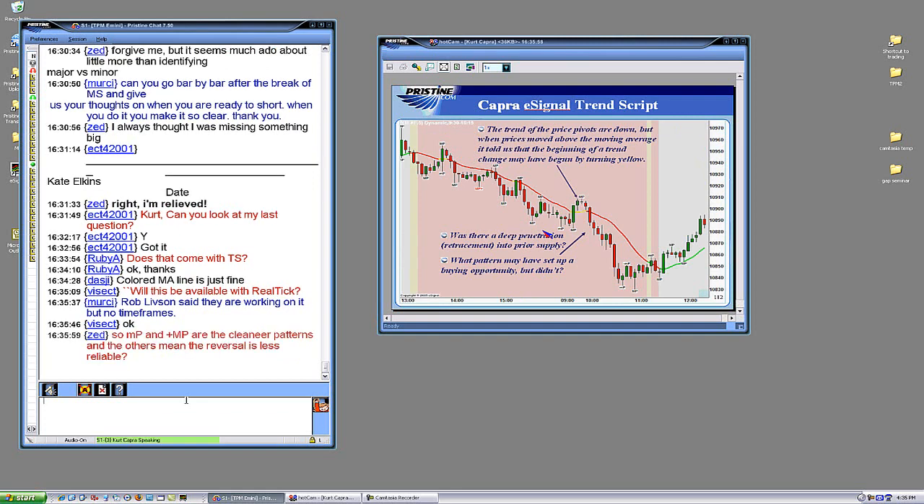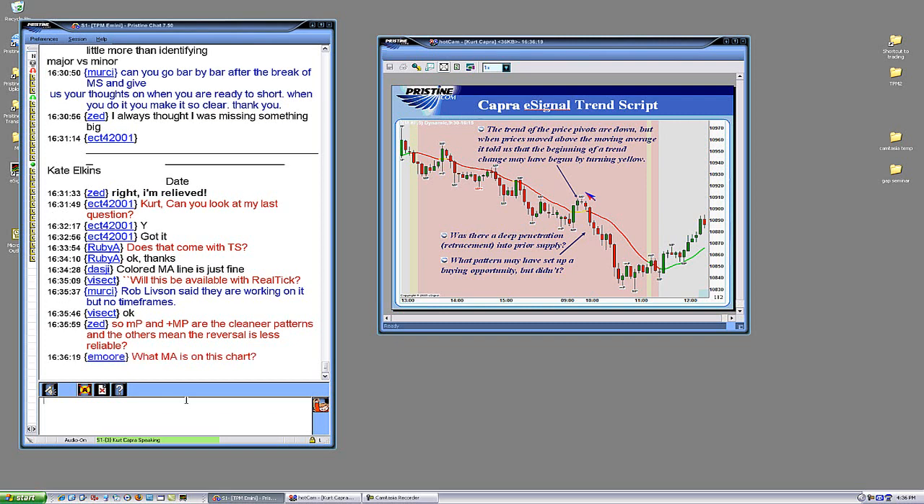All right, so again, background color is red. We're thinking short. Well, not that the reversal is less reliable, but that's associated more with overlapping bars. It's a 13-period moving average, Emor. A simple 13-period moving average.